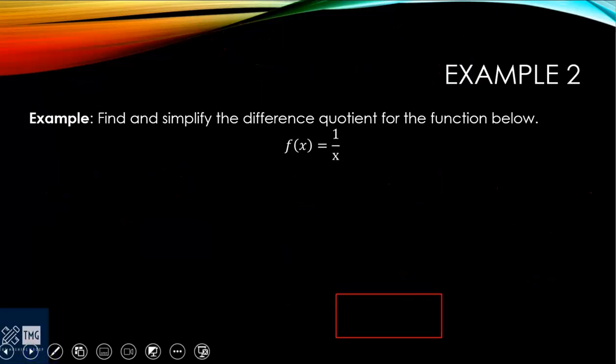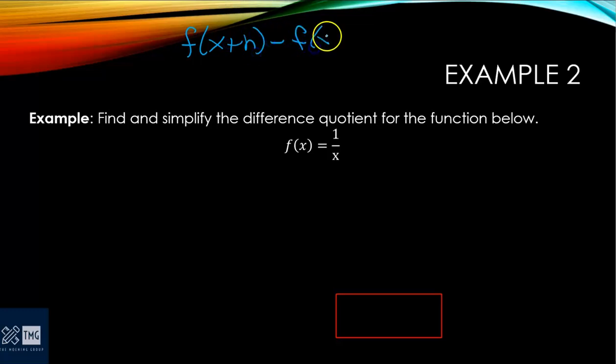All right, let's do another one. Now our function is f of x equals 1 over x, and we are going to find and simplify the difference quotient. Again, let's remember the difference quotient is f of x plus h minus f of x all over h. I highly recommend you write that down before you start every problem, because writing it down and talking about it out loud, you're going to remember it more.